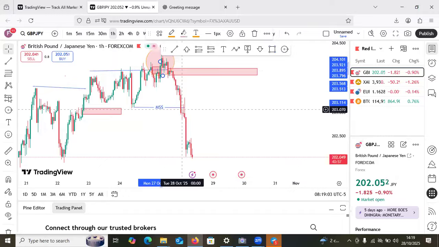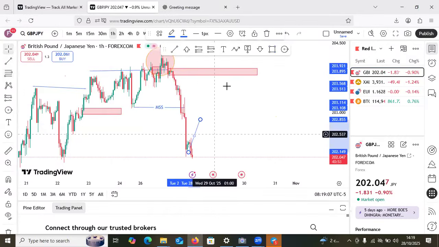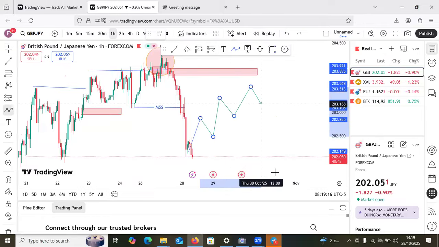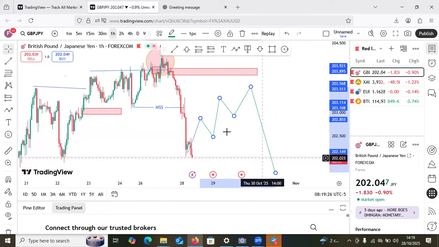Now, what are we waiting for? We are waiting for pullback for market to continue. We are waiting for pullback like this, and market to continue going down. Now, what we wait for this? Pullback and market will continue going down.